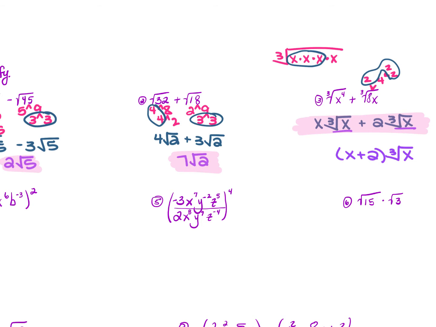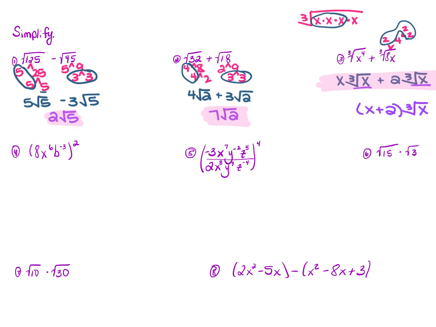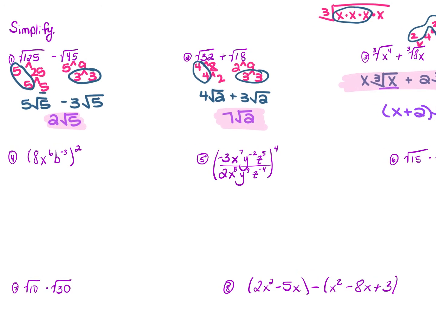For number 4, you have 8x to the 6th power, b to the negative 3rd power, all raised to the 2nd power. I want to simplify what's inside of those parentheses first with that negative 3 as the power. So I am going to rewrite this as 8x to the 6th power over b to the 3rd power, all raised to the 2nd power. This power of 2 that's on the outside is going to apply to both the numerator and the denominator.